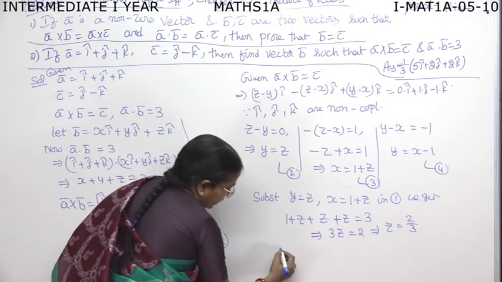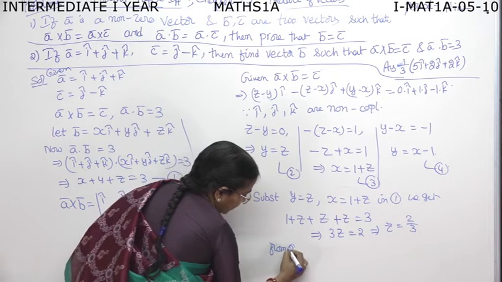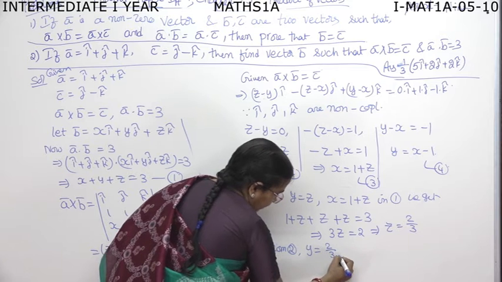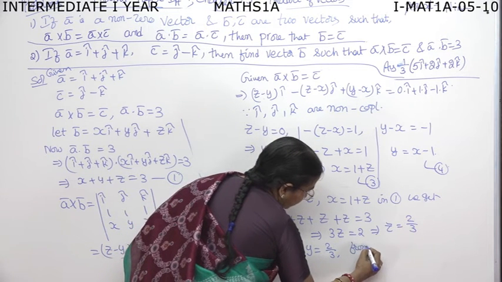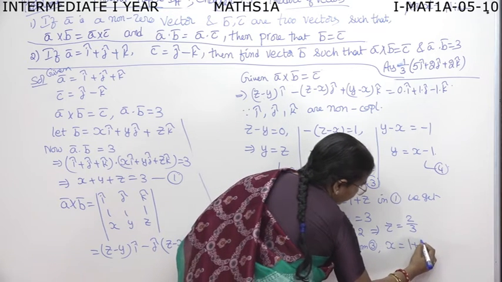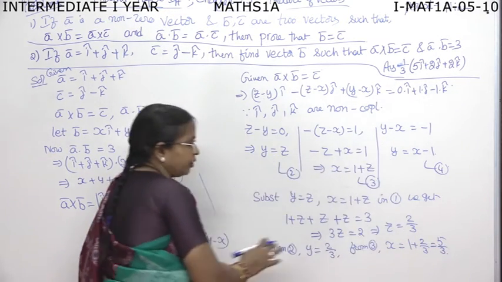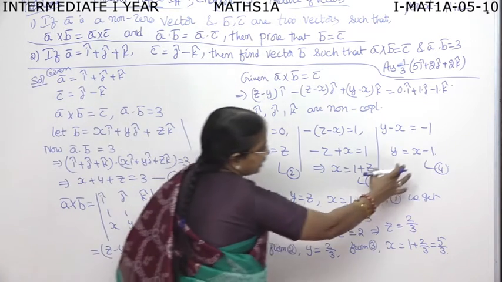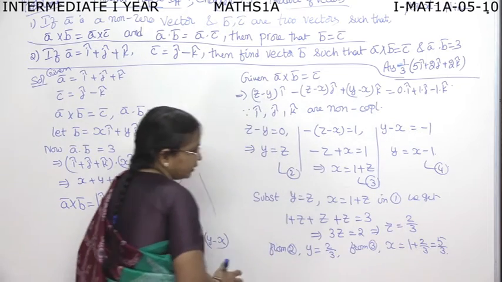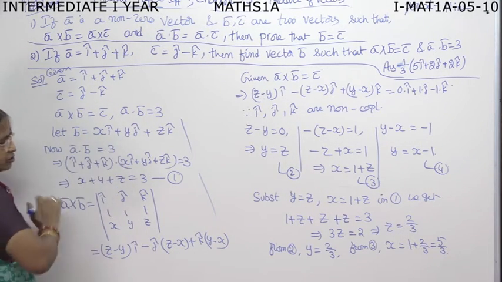Now y is equal to z, so from equation 2 you will get y is equal to 2 by 3. And from equation 3 you will get x is equal to 1 plus z, that is 1 plus 2 by 3, so that is 5 by 3. Now you found all the values. You can substitute here and check whether your values are correct or not. So 5 by 3 minus 1 is 2 by 3. It is correct. So now you substitute all the values in the vector b.